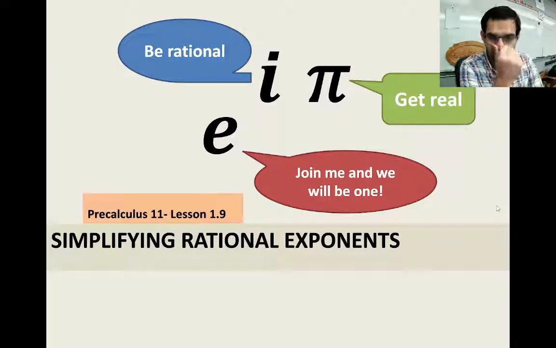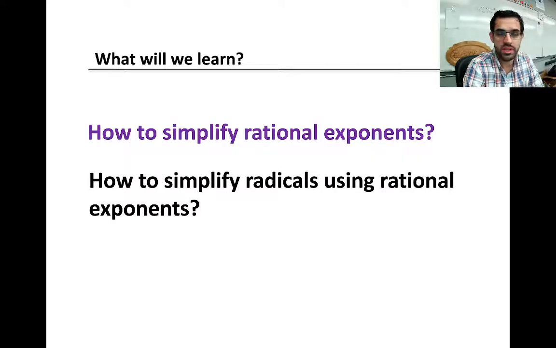All right, this is lesson 1.9 of our Precalc 11 class. Unit 1 is called Radicals and Rational Exponents. Lesson 9 is called Simplifying Rational Exponents. In this lesson, we're going to talk about how to simplify rational exponents and how to simplify radicals using rational exponents.